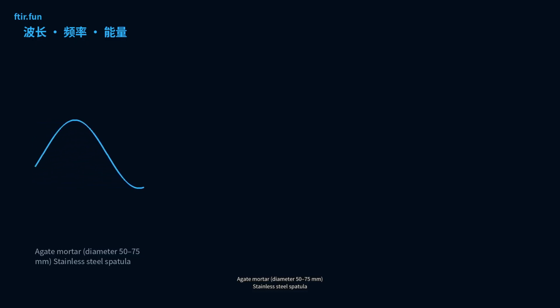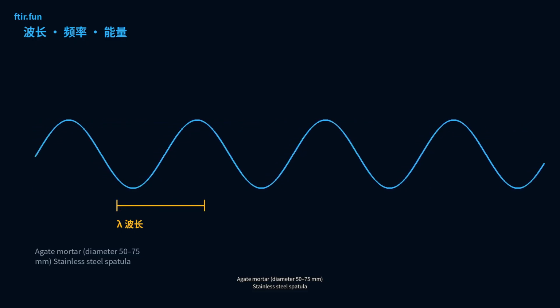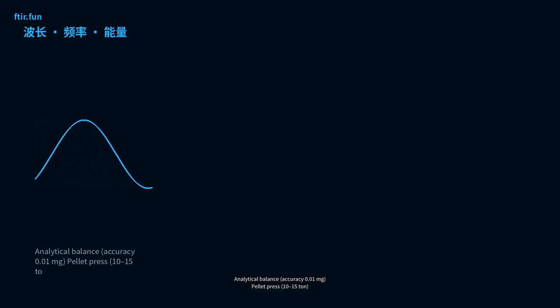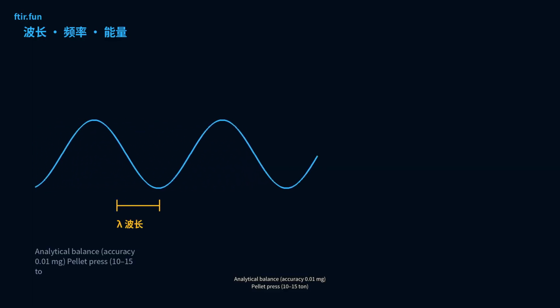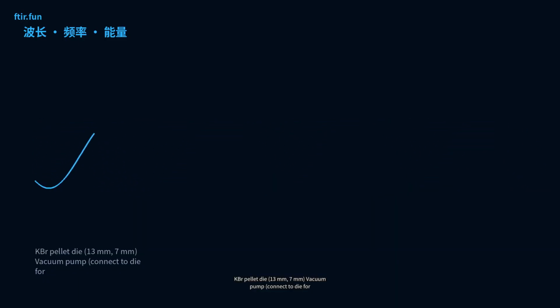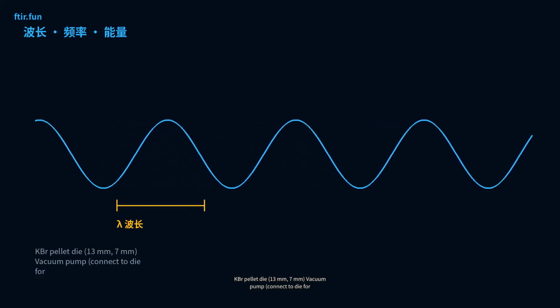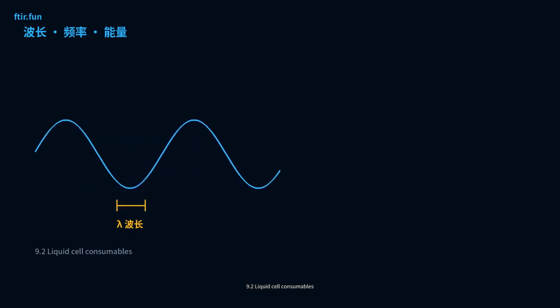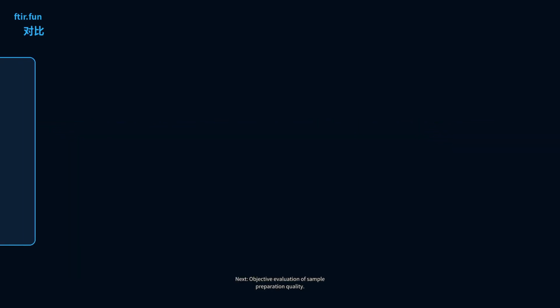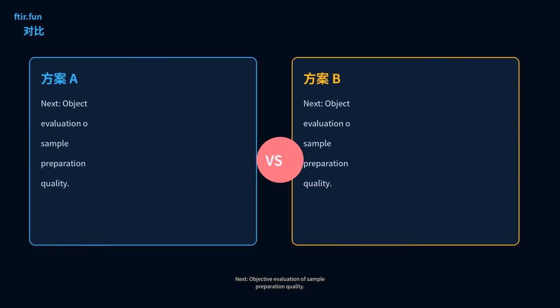Next, sample preparation tools and consumables list. An agate mortar, diameter 50-75 mm, stainless steel spatula. Analytical balance, accuracy 0.01 mg, pellet press, 10-15 ton. Pellet die, 13 mm, 7 mm, vacuum pump connected to the die. 9.2 Liquid cell consumables.